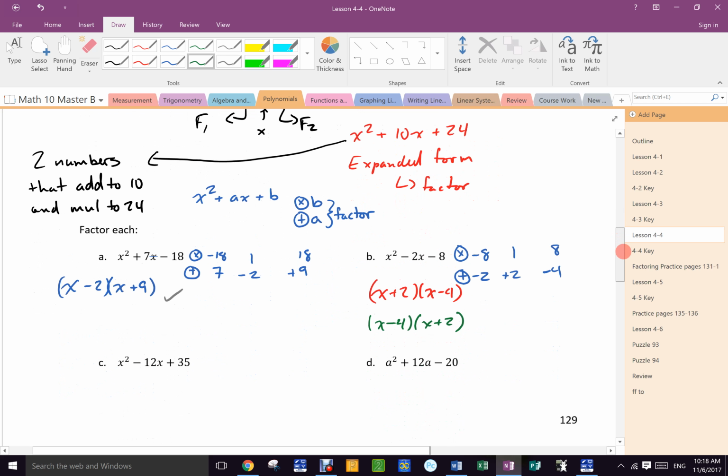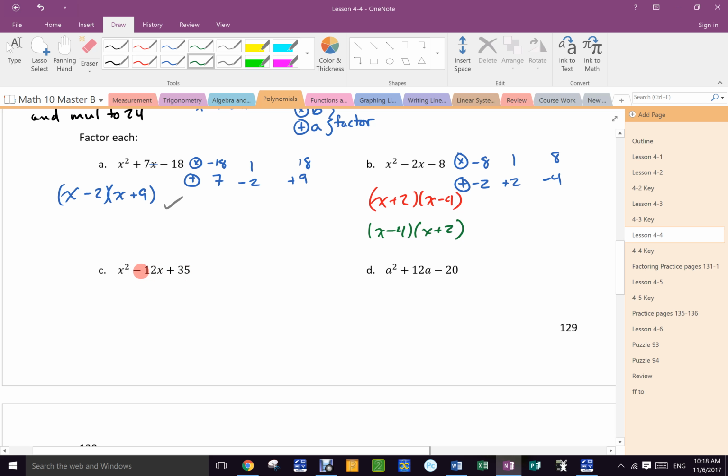All right. What do I need here? Numbers that multiply to what? And add to what? Look again. Negative 12. So, is it 1 and 35? No. Is it 5 and 7? How? Both negative. X minus 5, x minus 7. Yeah? Everybody cool?